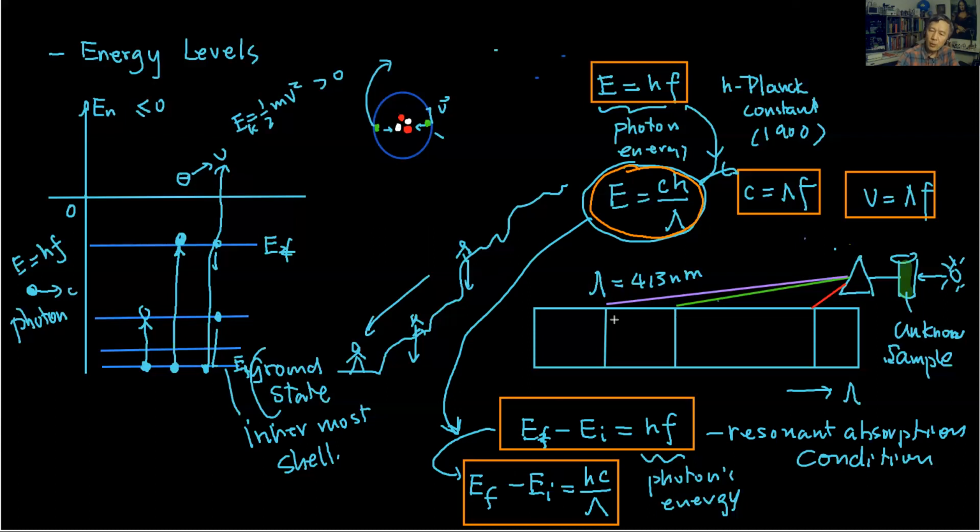In one word, the positions in the spectrum together are called the absorption spectrum. This whole thing is called the atomic absorption spectrum.